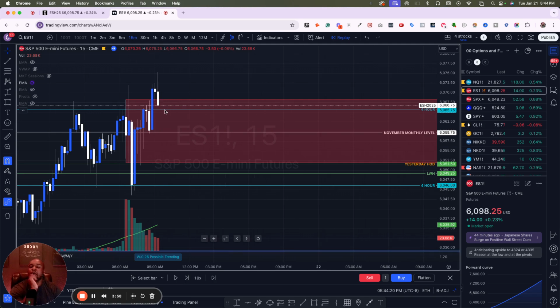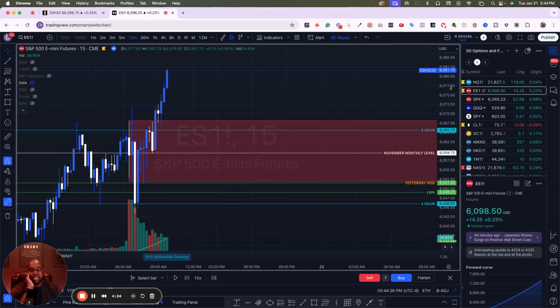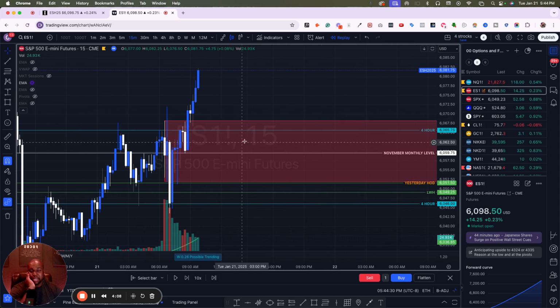Once I saw we broke to the 4 hour level, I just took profit because once again it's an express, and I'm trying to get as many $200 days as possible, right? But this is the same trade that I took today. Right, I waited for the push down.